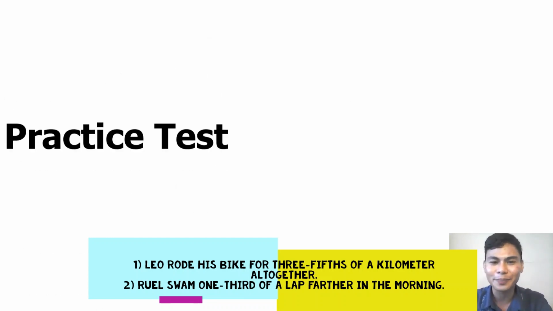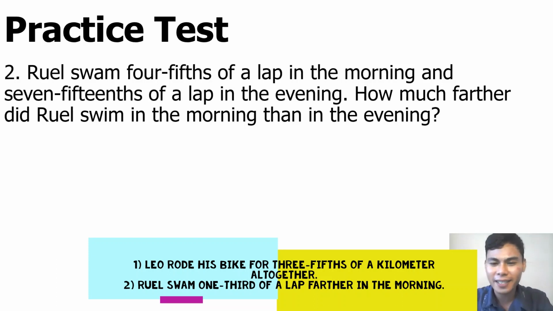Okay, question number 2. Ruel swam 4/5 of a lap in the morning and 7/15 of a lap in the evening. How much farther did Ruel swim in the morning than in the evening? Okay, so si Ruel daw nag-swim 4/5 of a lap sa morning, tapos sa evening 7/15 of a lap. How much farther ang nalangoy daw ni Ruel sa morning kaysa sa evening? So may clue na po, no, na mas far po ang na-swim ni Ruel sa morning. Kasi ang question, how much farther kaysa sa evening?